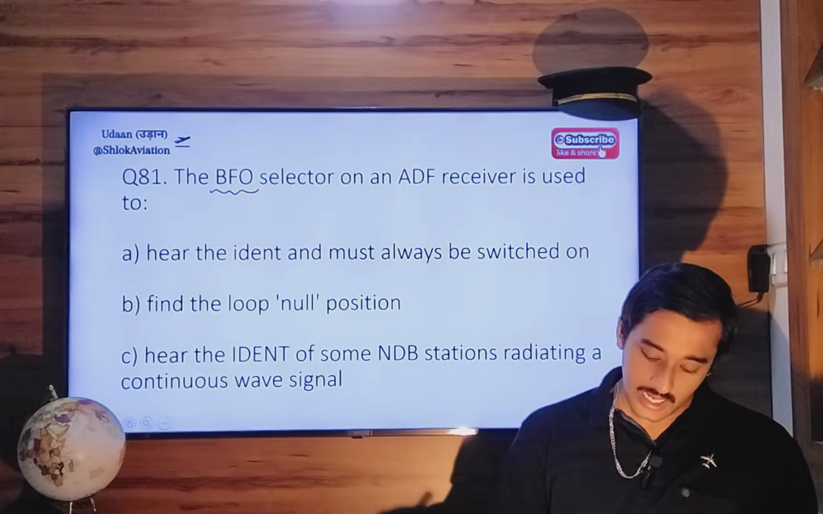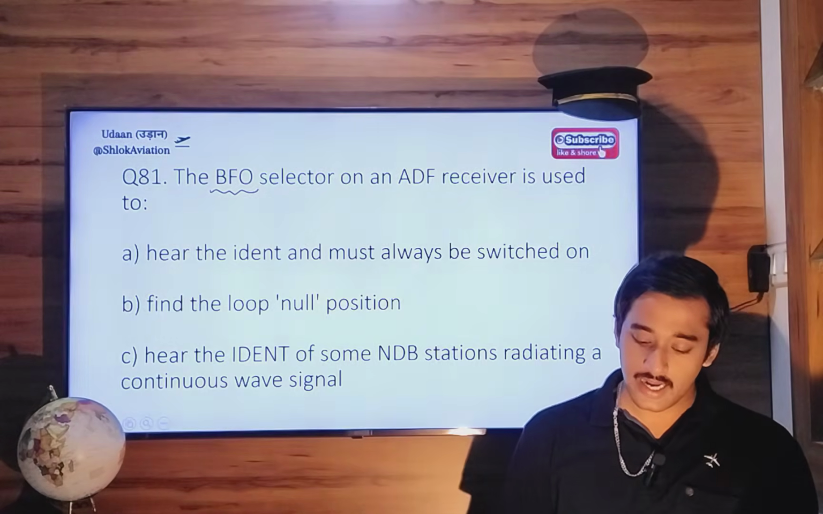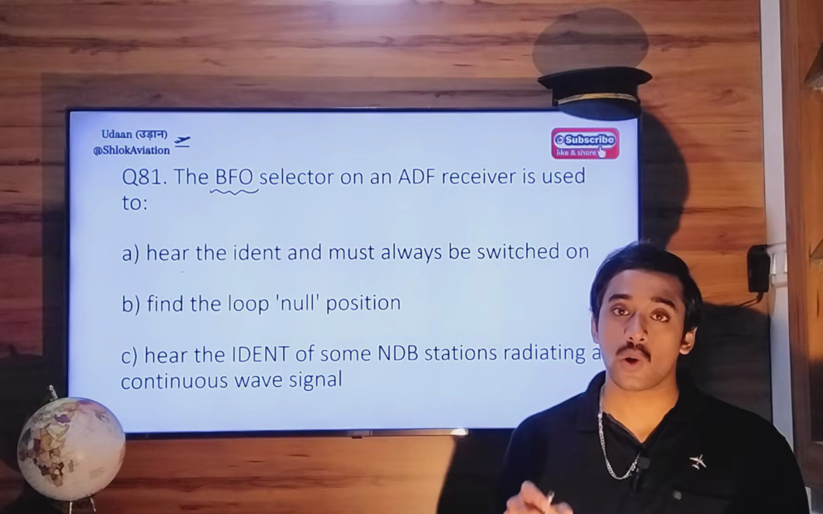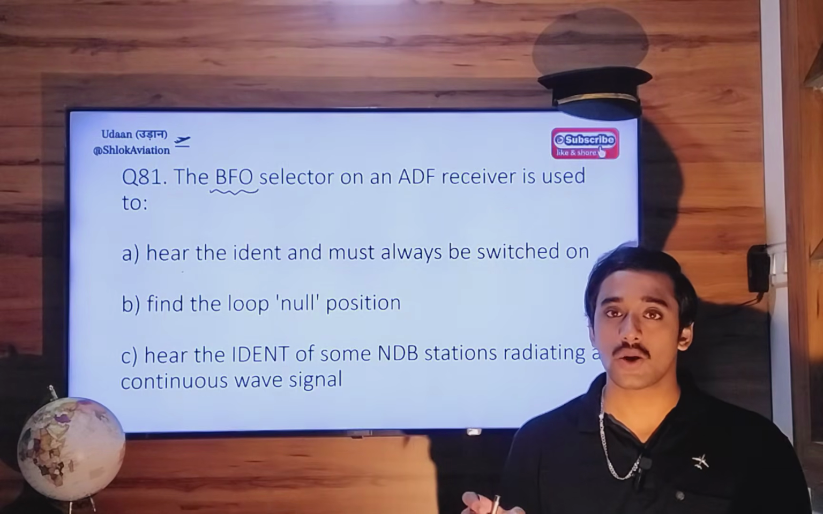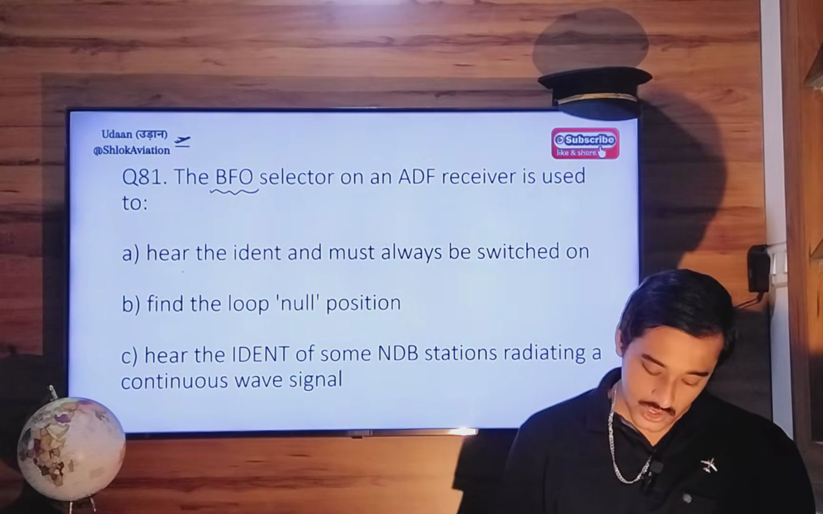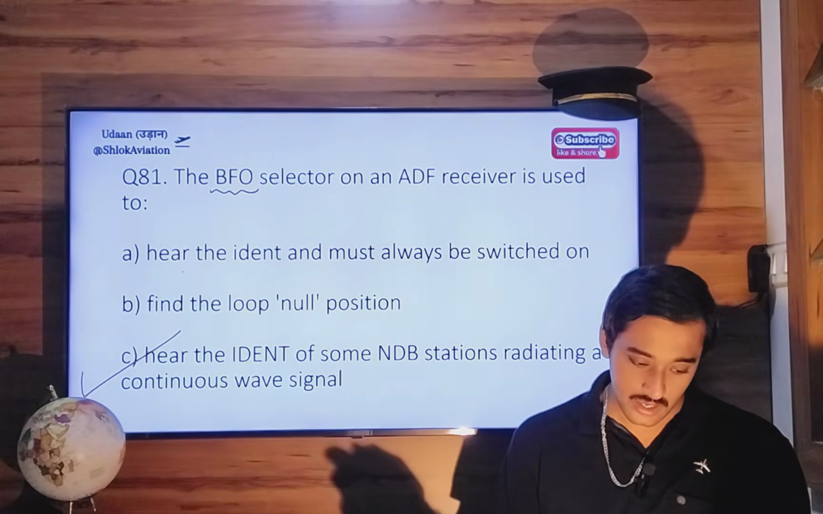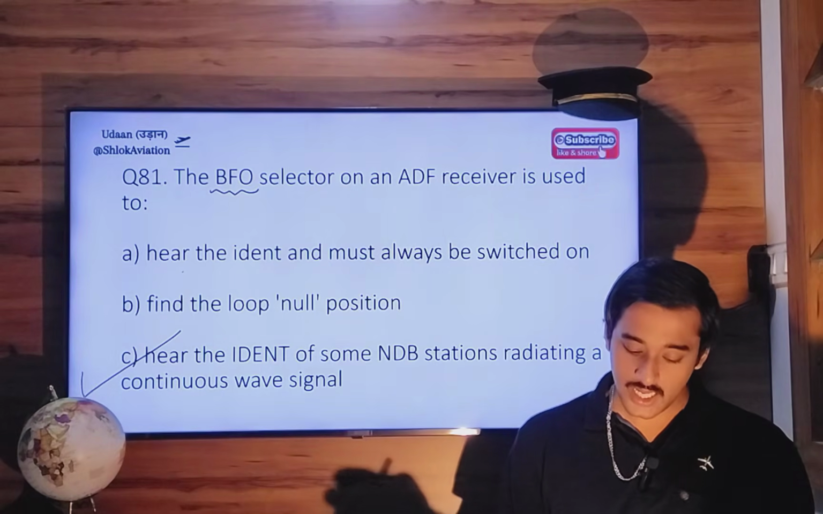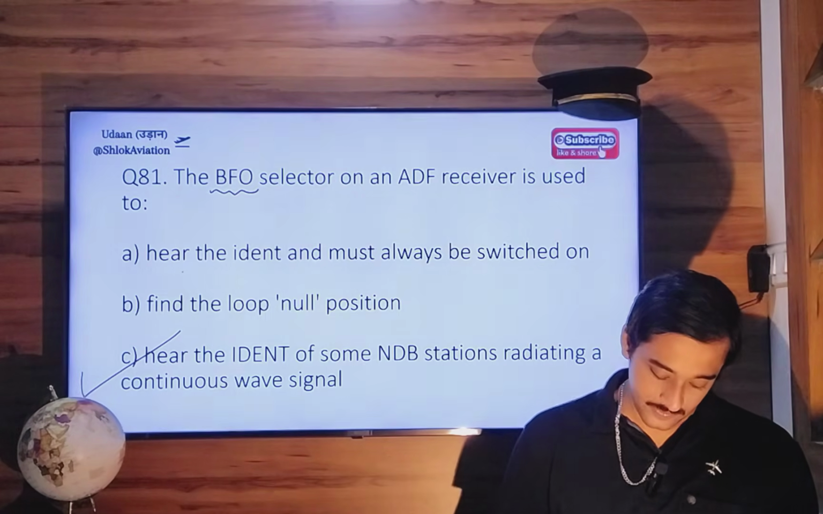So, the correct answer here: Hear the ident and must always be switched on? No. If the emission is NON A2A, it can be turned off for identification and monitoring. So the correct answer here will be option C: hear the ident of some NDB stations radiating a continuous wave signal.